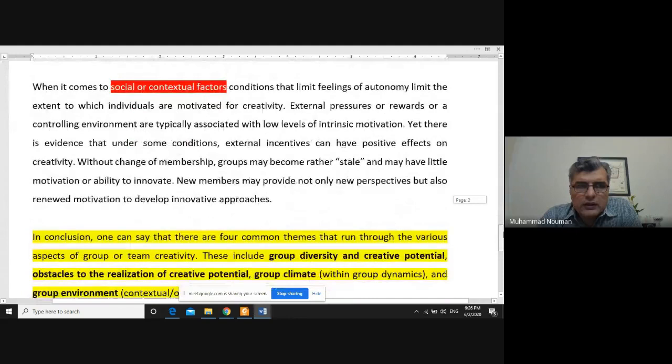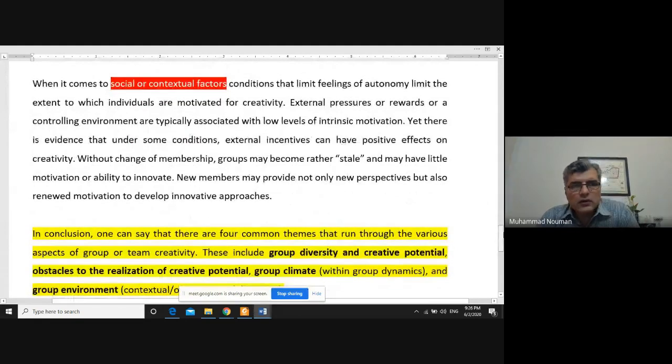Moving further, the handout talks about a number of social or contextual factors which can trigger or which can limit creativity within teams. Some of them I have highlighted earlier in my talk.